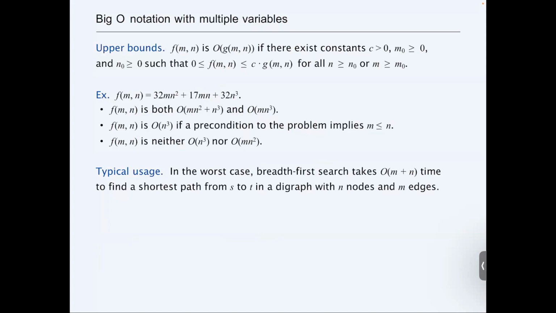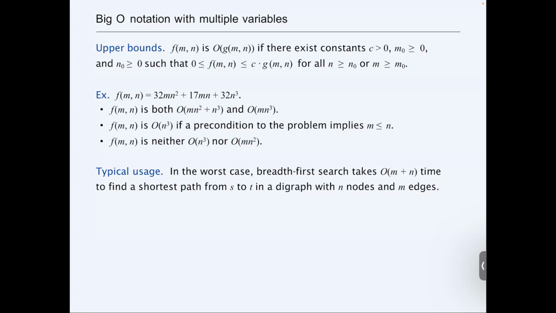Up until this point, we mostly talked about runtimes involving a single variable n. But there are going to be some algorithms that are just naturally going to involve multiple parameters, especially when we talk about graph algorithms. So for example, we might have n being the number of vertices, whereas m is the number of edges. So now our runtime becomes a function of two variables. Now it's f of m, n. And this introduces an important subtlety.